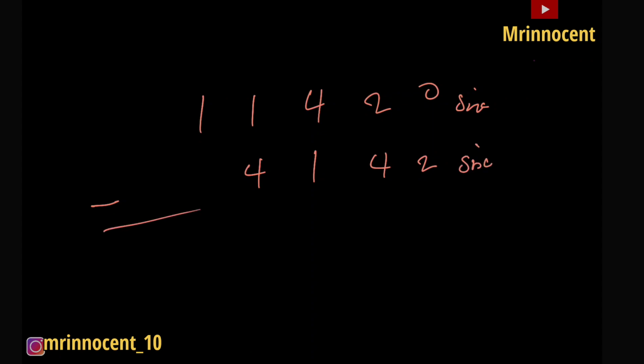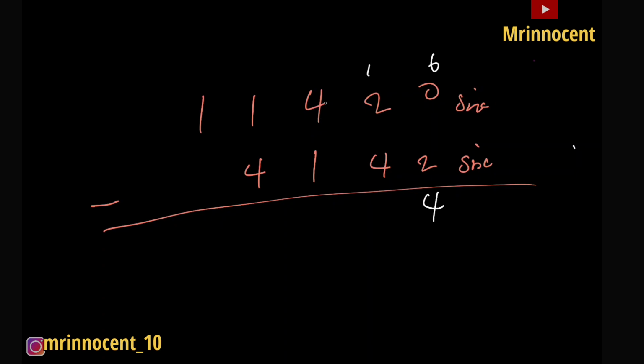We have 1, 1, 4, 2, 0 base 6 minus 4, 1, 4, 2, all in base 6. 0 minus 2, cannot, borrow 1 here, plus this one is 6. 6 minus 2 is 4.